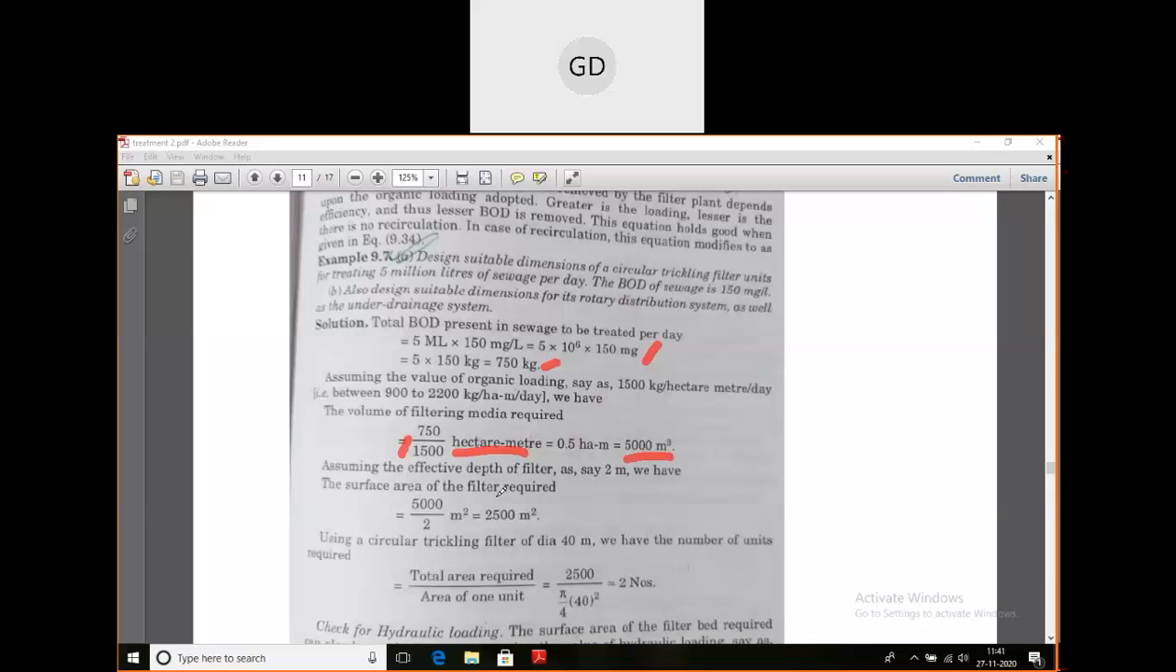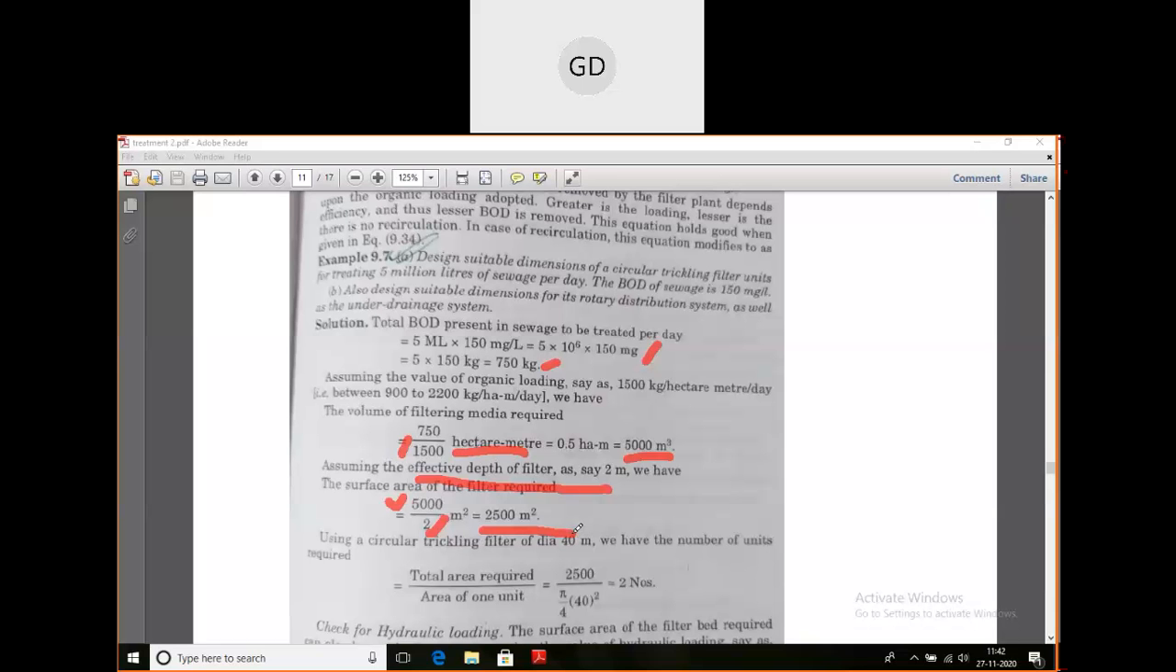Now you assume the effective depth of the filter. This one also you can remember: you assume the effective depth of the filter as 2 meter. Now you find out the surface area of the filter. You divide the volume of the filtering media by the effective depth. The volume is 5000 divided by the effective depth of 2 meter, so you get 2500 meter square. Now since it is mentioned in the question that it is a circular trickling filter, you need the diameter of the trickling filter.